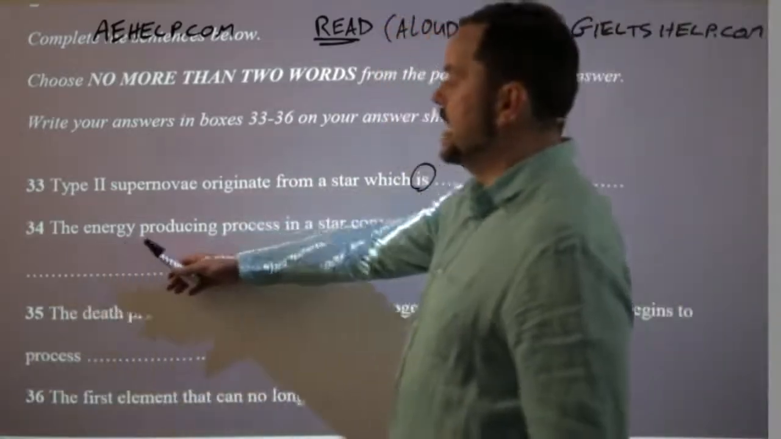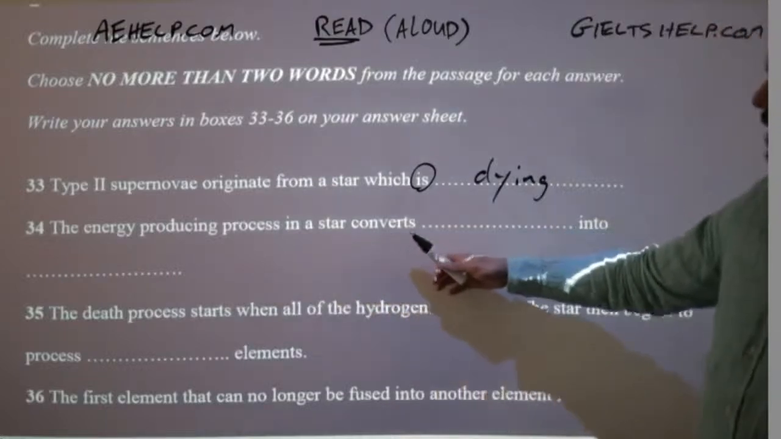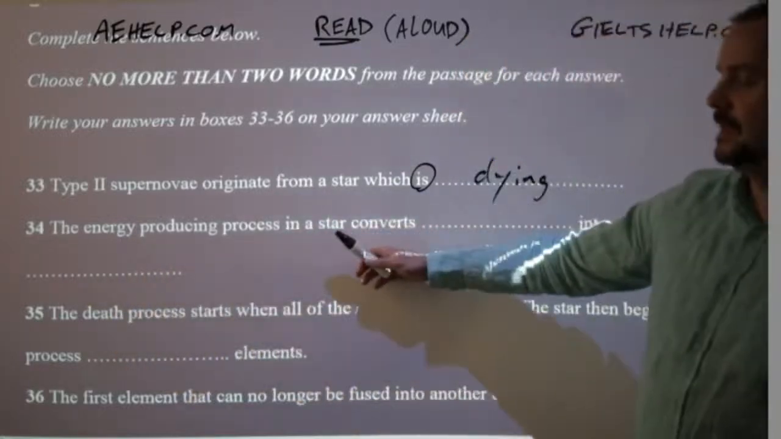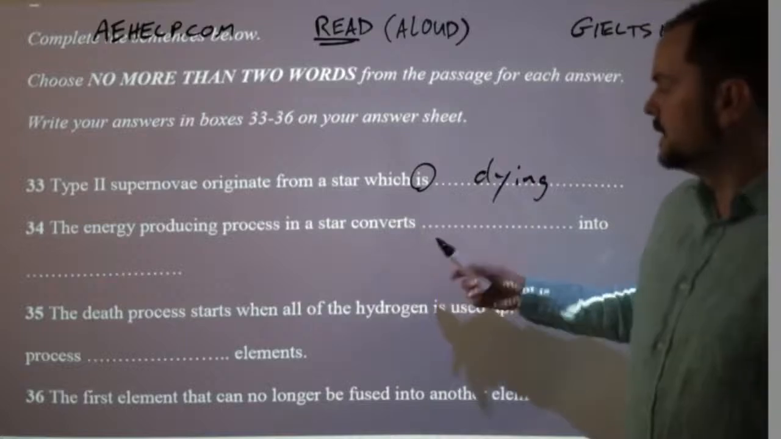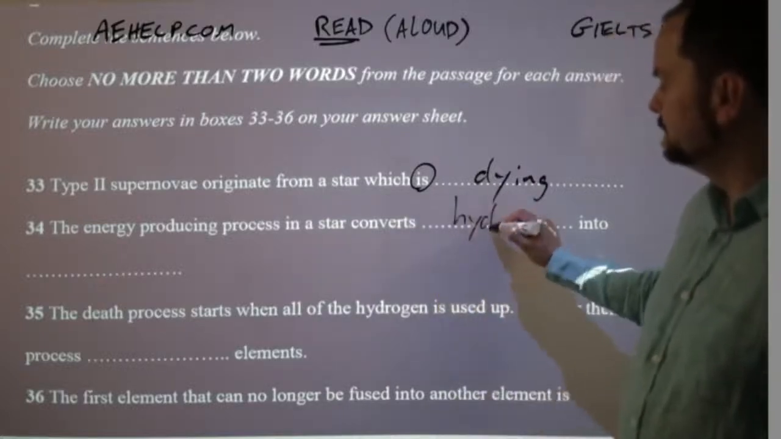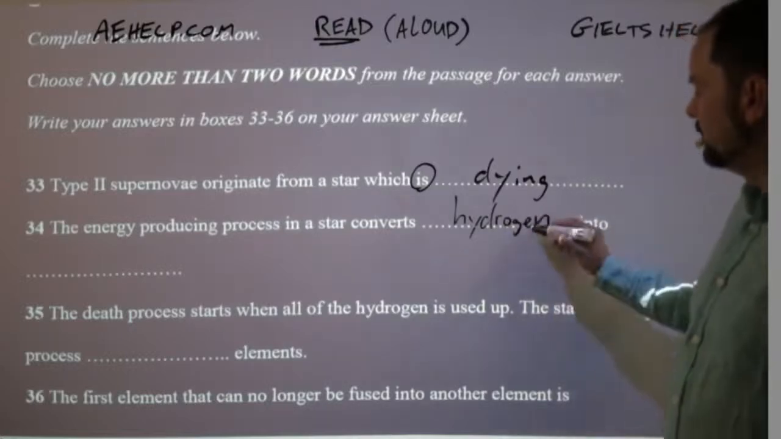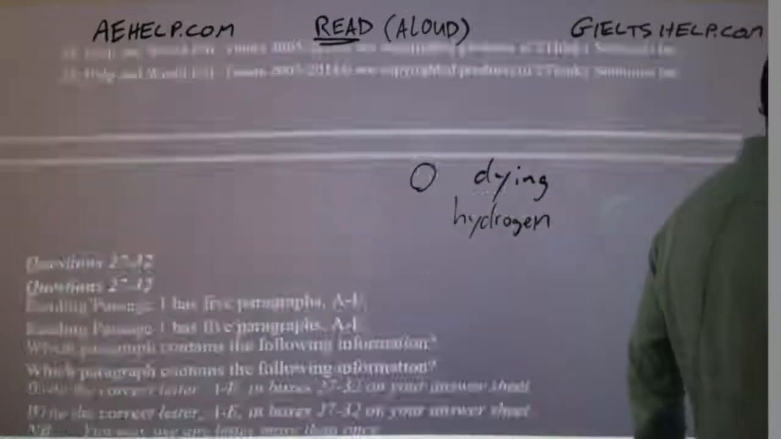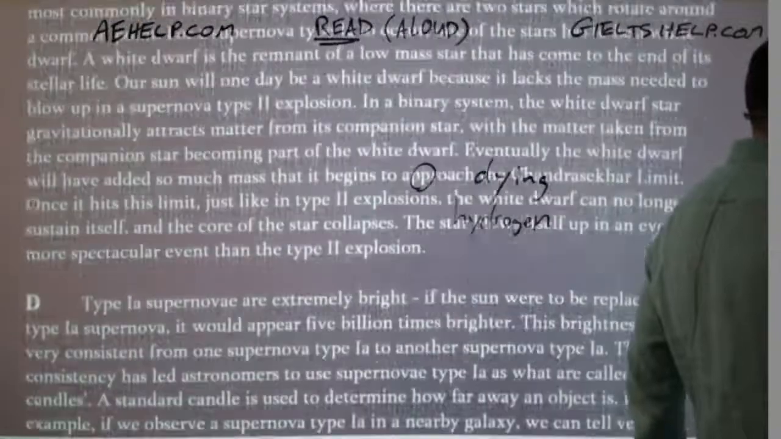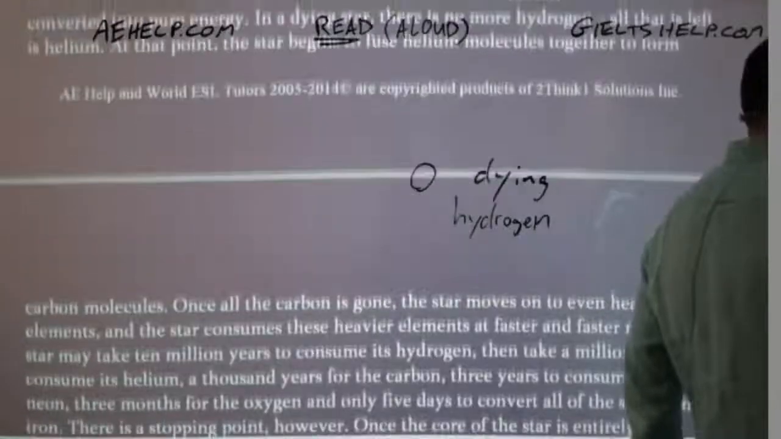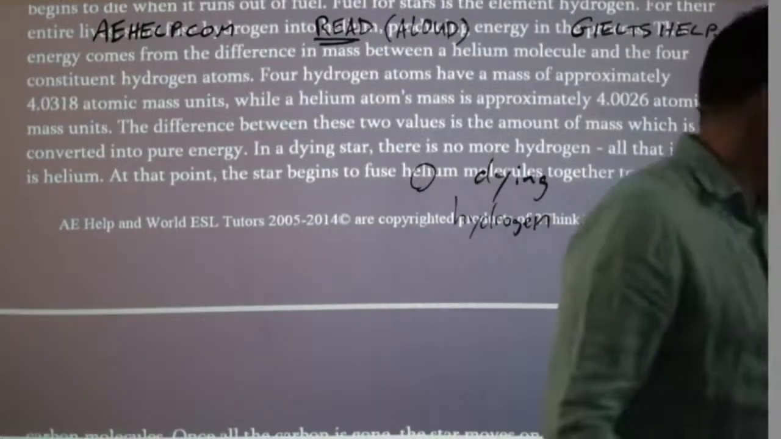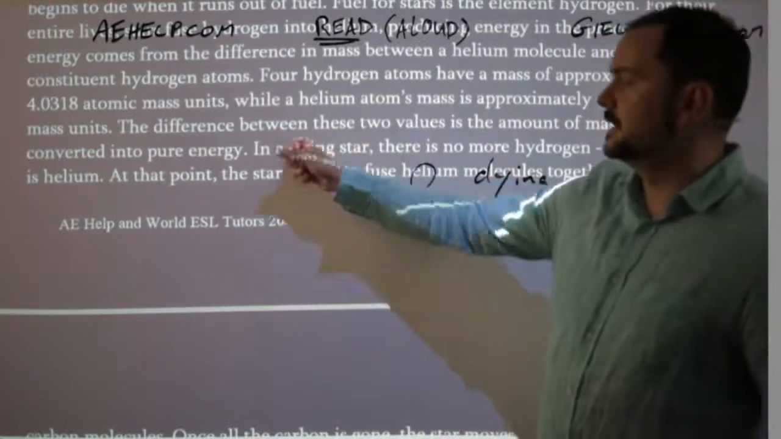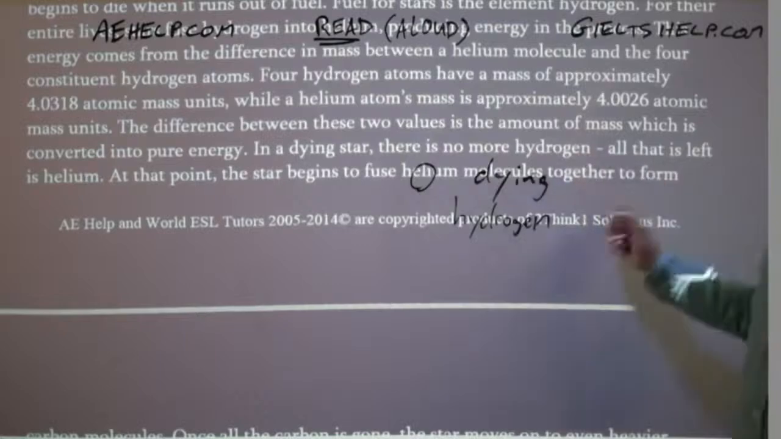All right, number 34, the energy producing process in a star converts something into something. So this is going back to that paragraph B, the energy producing process in a star. I remember that it was hydrogen. So that was the fuel. And then into helium. But let's say I can't remember the spelling of that. I know it's coming from paragraph B. So I can check that. Okay. And I remember it was somewhere here. So in a dying star, there's that dying. There's no more hydrogen. All that is left is helium.